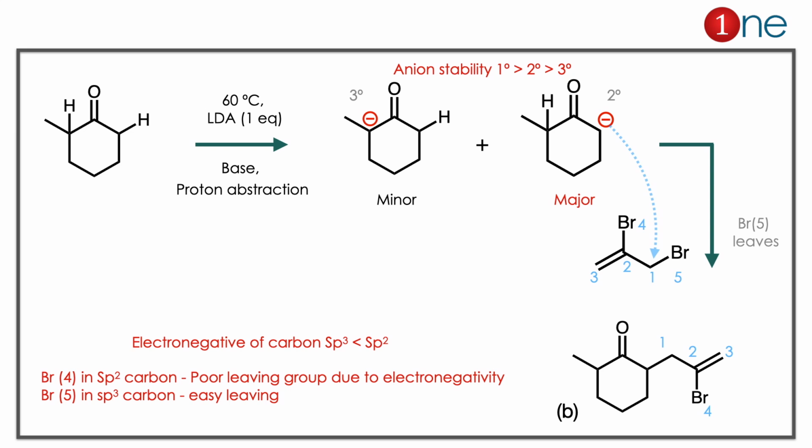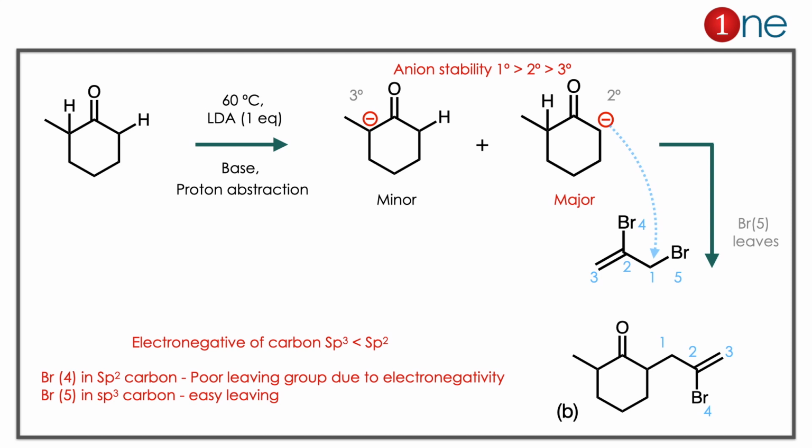Next step, you are adding the dibromo compound with alkene, and we ask where it will react. Normally the reaction center will be a very good leaving group. Here bromine is the leaving group. Again the question: which bromine will leave here? Bromine on the sp3 carbon leaves, because the electronegativity of sp2 carbon is higher than sp3 carbon. So the bromine on the double bond cannot leave easily, but the one on the single bond can leave easily. So the bromine in the 5th position leaves, and a direct C-C bond is formed here.